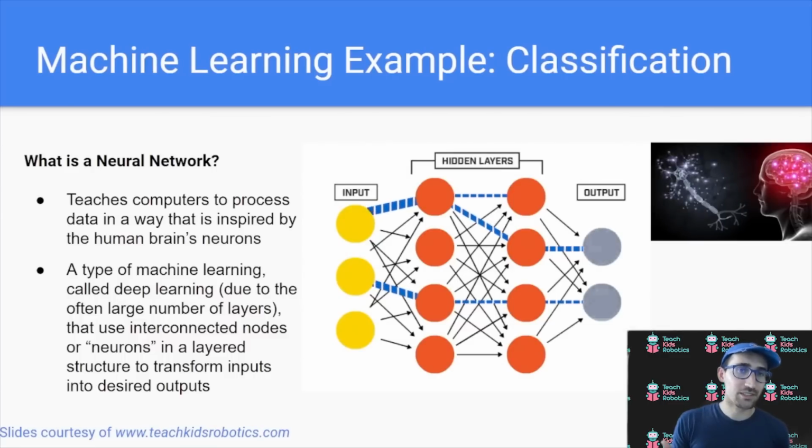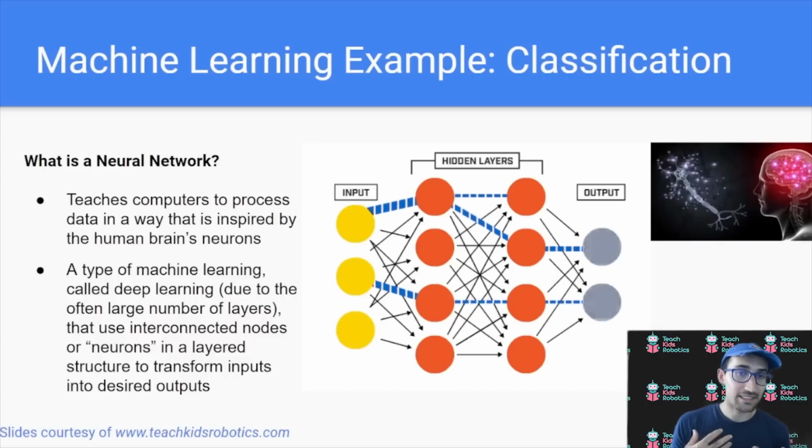So, what is a neural network? A neural network teaches computers to process data in a way that is inspired by the human brain's neurons. It is a type of machine learning called deep learning, due to the large number of layers, hidden layers in this case, that use interconnected nodes or neurons in a layered structure to transform inputs into desired outputs. So what you see here is the visualization of how a neural network would look if you were to draw a diagram depicting it.